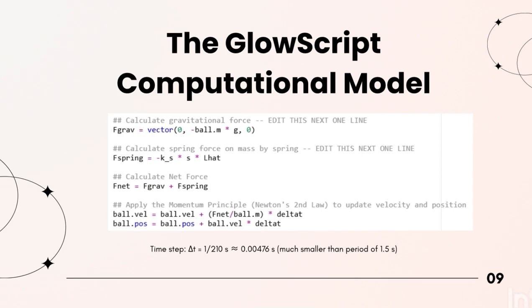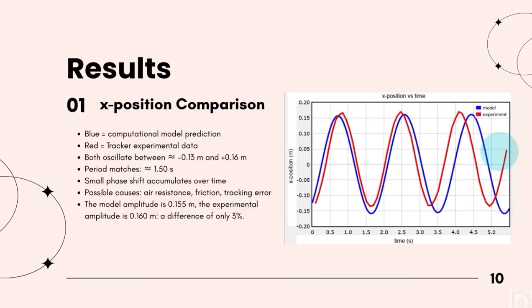We then apply the Euler method, multiplying the net force by the time step and dividing by mass to get the change in velocity, then multiplying velocity by the time step to get the change in position. The time step is 1/210 seconds, which is about 315 times smaller than the oscillation period, ensuring accurate numerical integration.